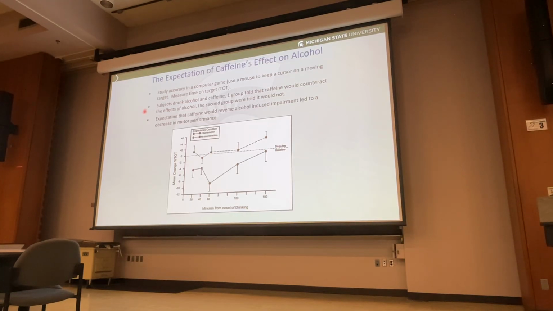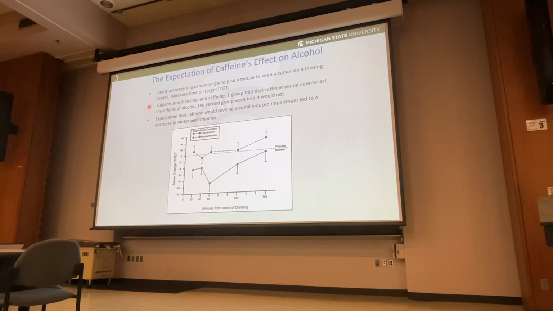I should have put a moving target on here, but everybody understands what that looks like. So what they did is they gave them alcohol and caffeine, and they told one group that the caffeine would counteract the effects of the alcohol. Then they told a second group that it would not.